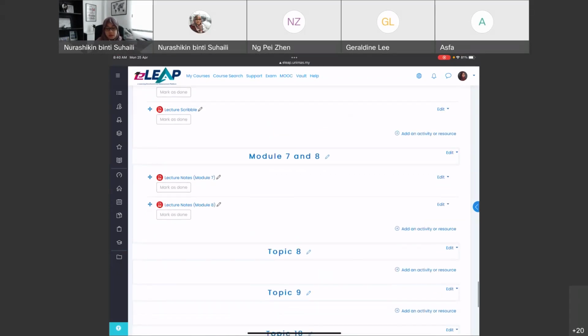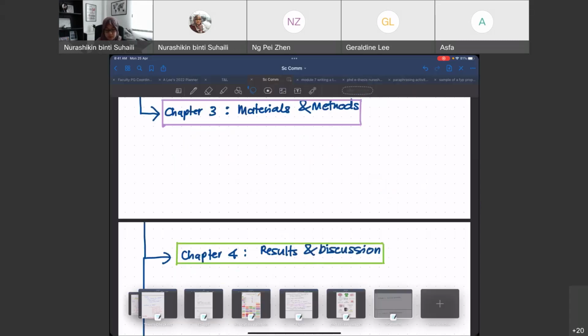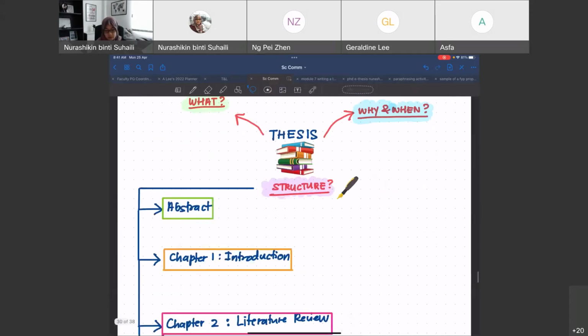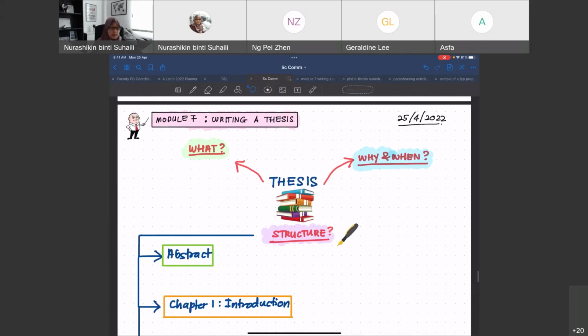So in today's topic, we're going to cover module 7 only because I think it's going to be lengthy if we proceed with module 8. So module 8 is going to be next class. So module 7 is about writing a thesis. So this is after you have done research, writing a thesis.